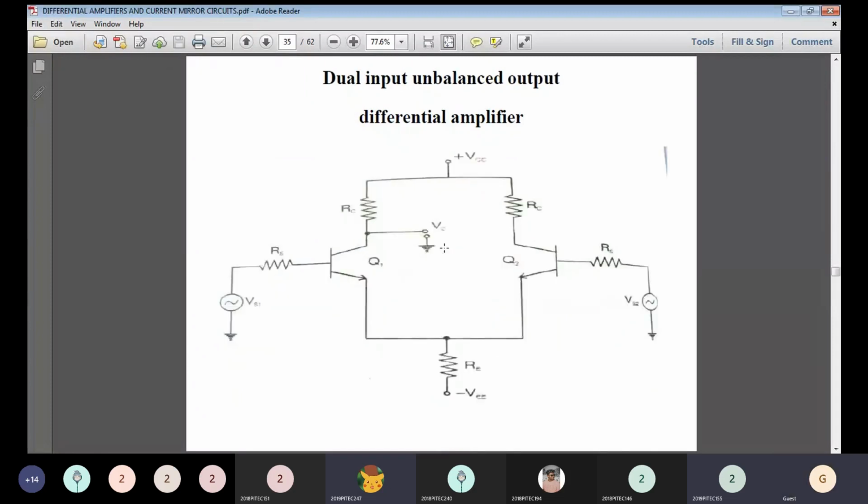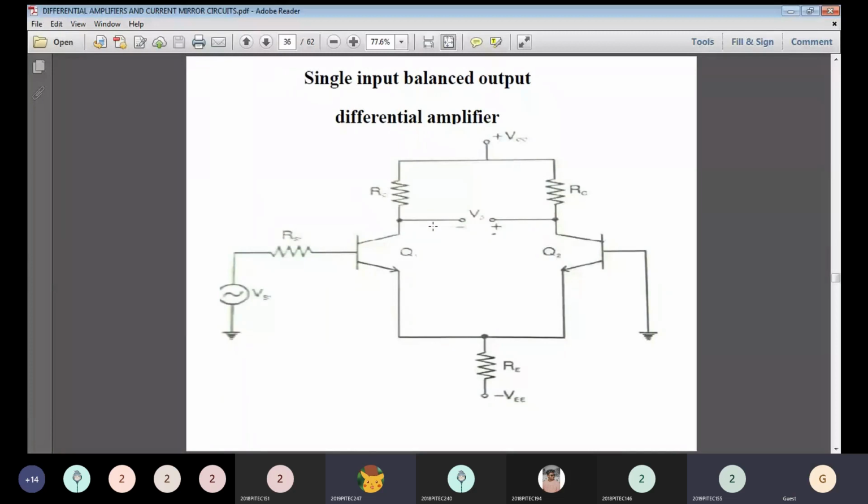The next one is the dual input unbalanced output differential amplifier. In the dual input, again we are feeding two different inputs, VS1 and VS2, at the Q1 and Q2 bases. There is only one output. The connection of transistors Q1 and Q2 is symmetrical, but we are taking only one output from one of the transistors. So this is your V naught. It is called dual input and unbalanced output.